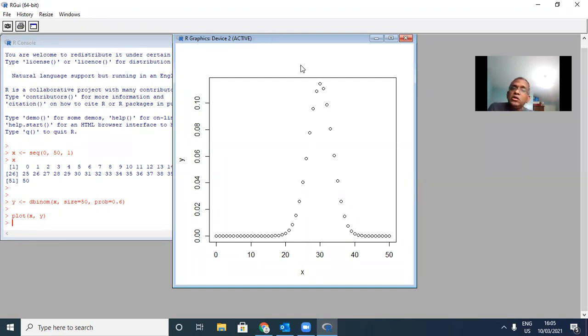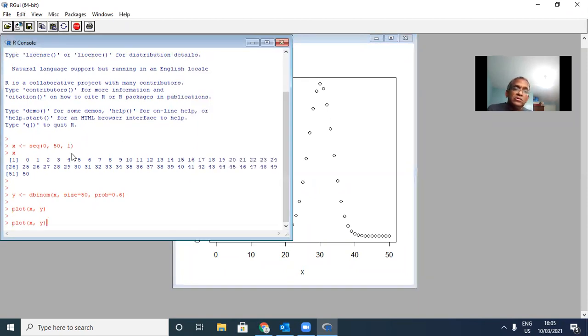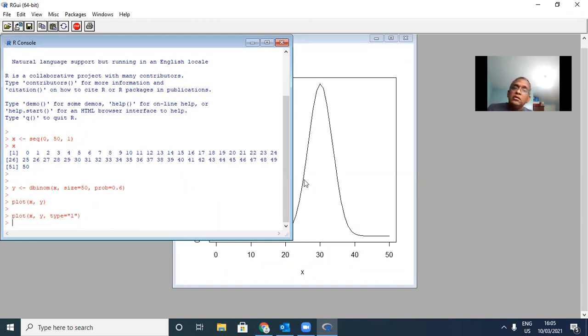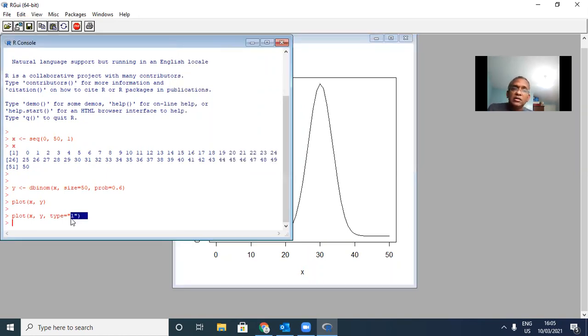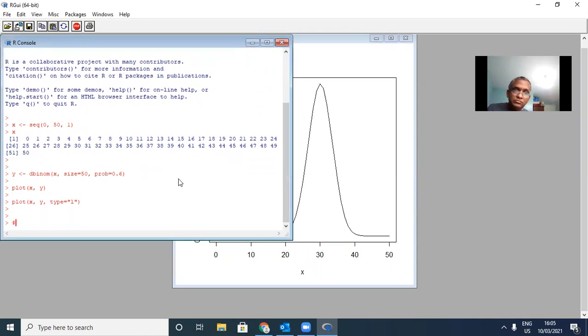Now, if you like, you can join the points together. To do that, you say type equal to L. L stands for line, and this is what you will get. Don't confuse L with 1. I think some of you did. L is L, this is L, not 1. Okay? All right. Now next thing is suppose you have a variable x that is binomial with parameters say 50 and 0.6, right?